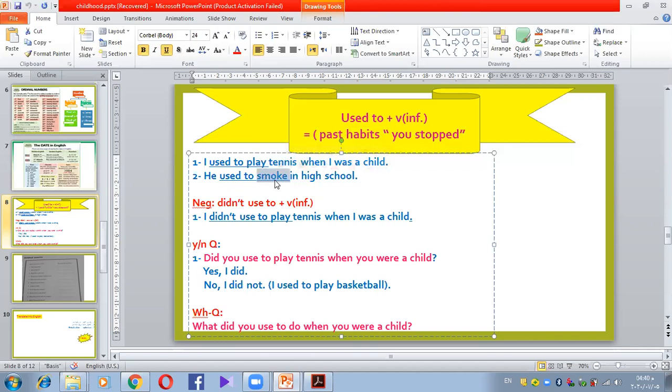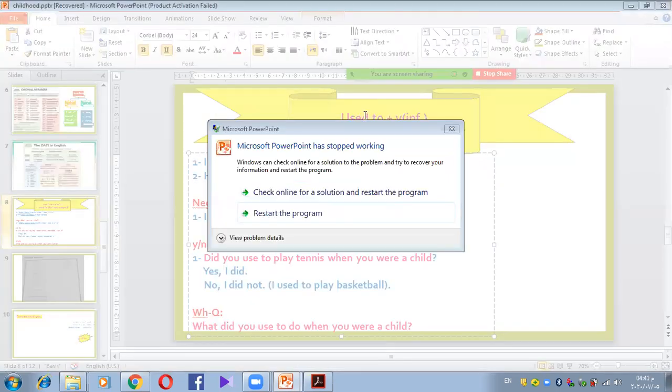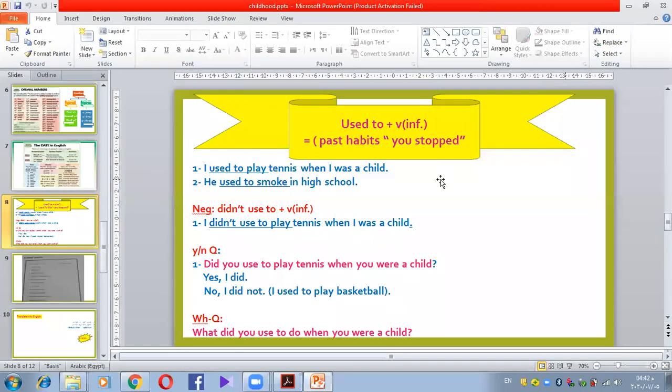So what about the negative? How can you make the negative? It's very easy. This is a verb in the past simple. So how can you make this? Yeah, didn't. Very good. So how can we make the negative? It's very easy and very simple, as we said, because it's past simple, just using didn't plus infinitive, didn't use to plus verb infinitive.